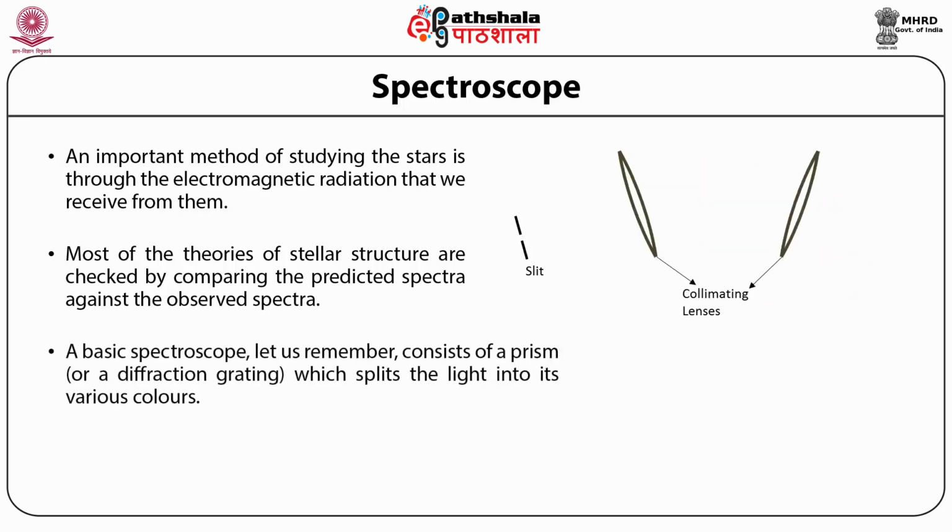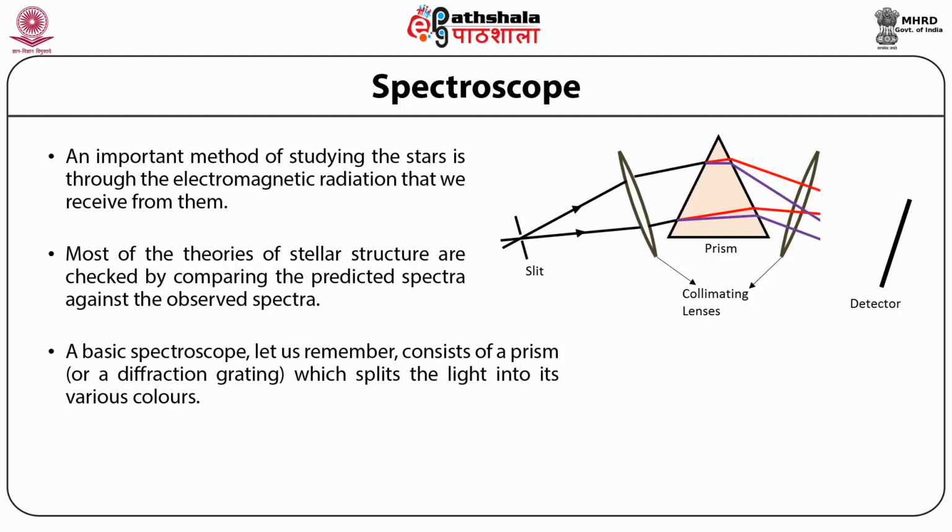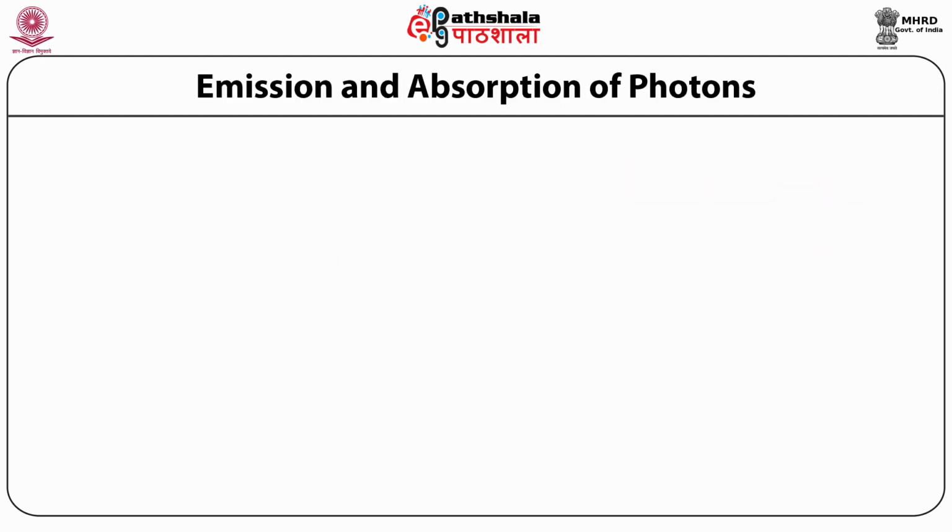A basic spectroscope, let us remember, consists of a prism or a diffraction grating which splits the light into various colors, which is shown in this figure. A spectroscope also consists of a detector. The detector could be a photographic plate. These days, the detector is a CCD, charge coupled device.